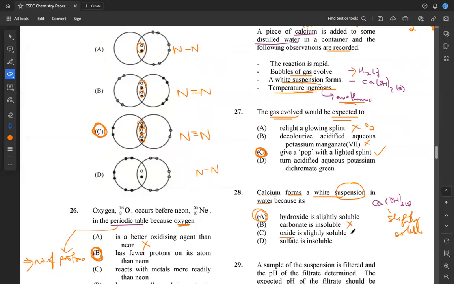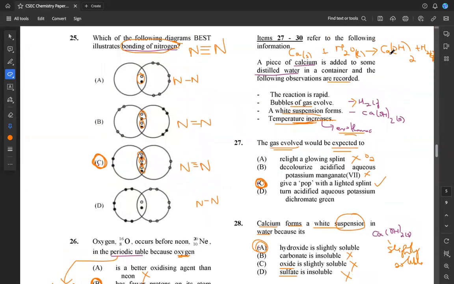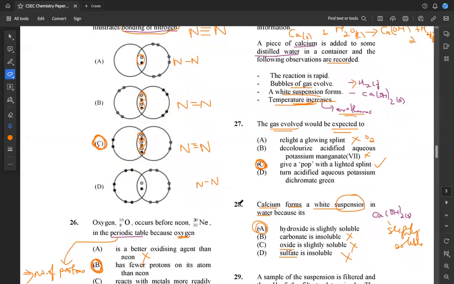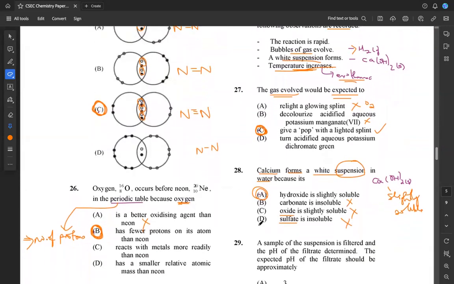We're not forming an oxide, so that can't be right. And we're not forming a sulfate, so that can't be right. We are in fact forming a hydroxide, and that hydroxide, calcium hydroxide, actually turns out to be slightly soluble in water. So our answer for 28 is A.